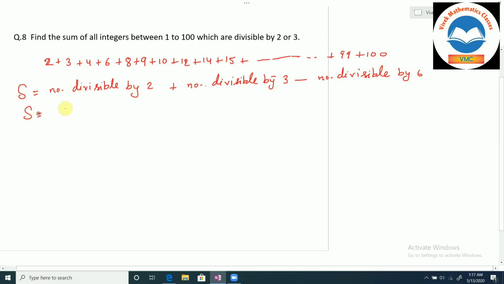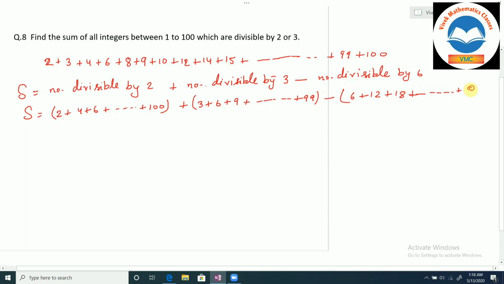Okay, then it will be 2 plus 4 plus 6, and at last it will come 100. First plus, what about second? Multiples of 3. It means 3 plus 6 plus 9, and at last it will come 99. Minus, what do we need to subtract? Multiples of 6: 6 plus 12 plus 18, and at last we will get 96, which is a multiple of 6.